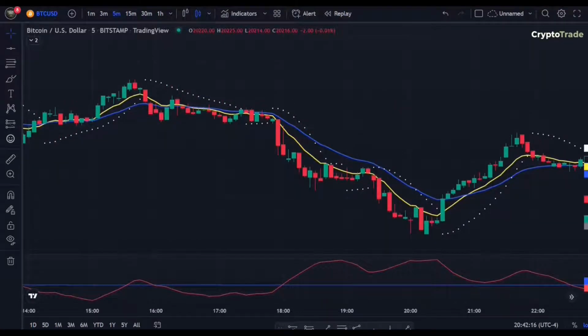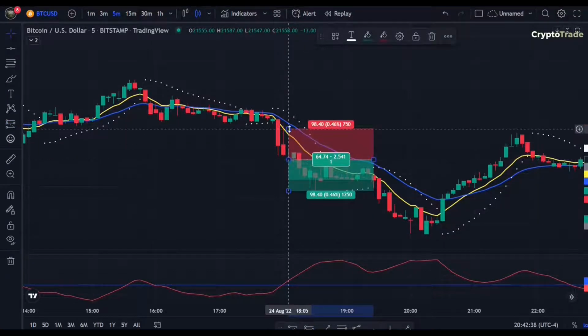We are using the 5-minute chart. The white dots of the Parabolic SAR appear at the top of the candles. The yellow moving average is below the blue moving average. The average directional index is above the line we drew at the mark 30. As these conditions are met, then place a sell order at the close of the candle.